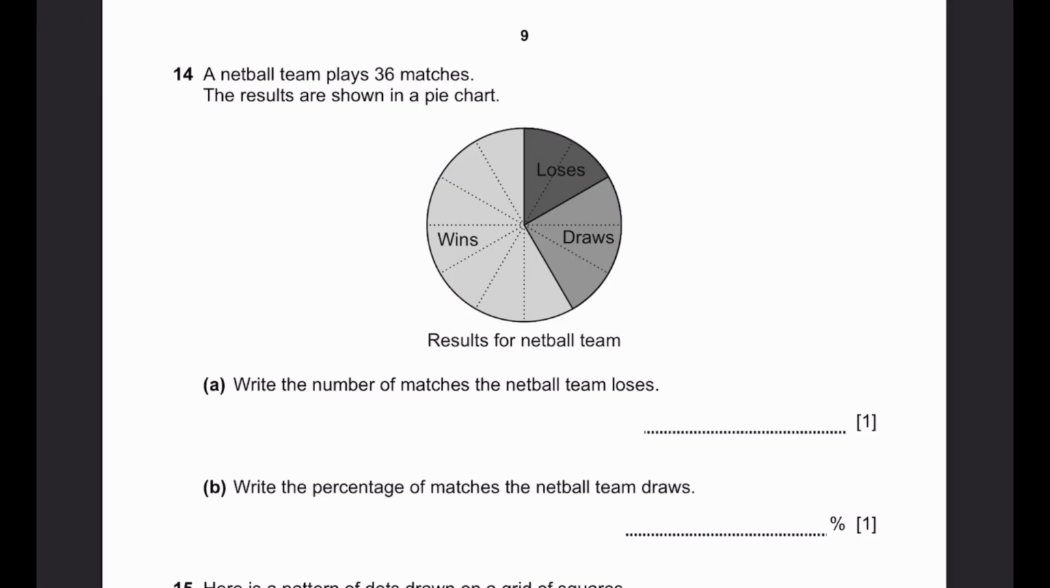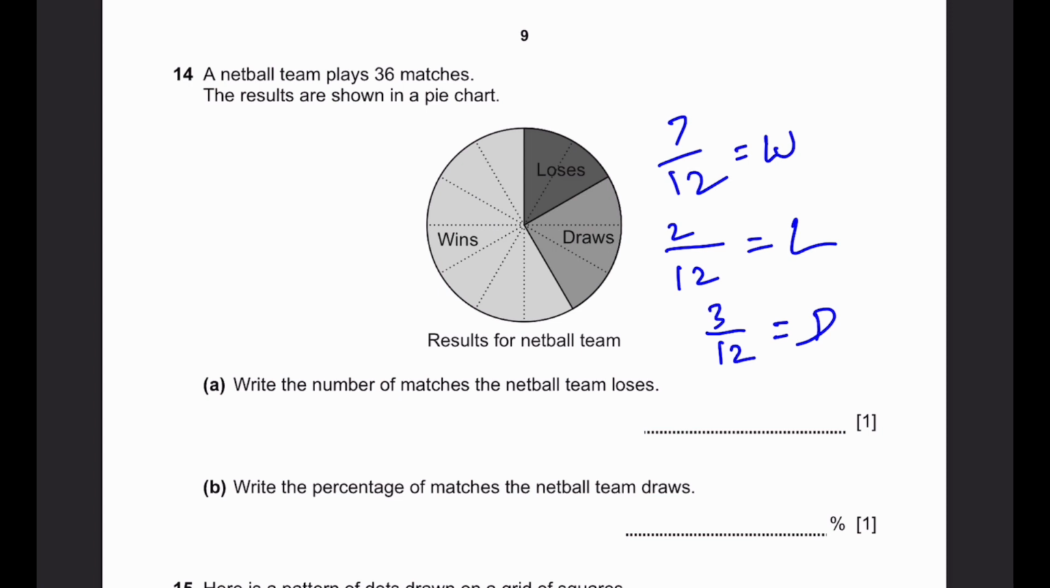Question 14. A netball team plays 36 matches. The results are shown in the pie chart. A, write the number of matches the netball team loses. We can see the pie chart is in slices of 12. Total 12 slices in this pie chart. Out of this, 7 out of the 12 is wins, W. 2 out of the 12 is losses, and 3 out of the 12 is draws. So losses is 2 by 12 into 36, which is equal to 6 losses.